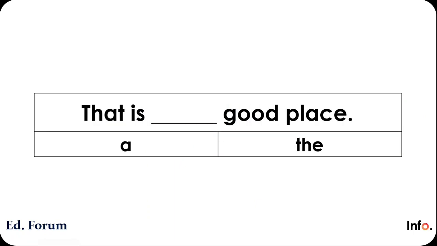Number 1. That is dash good place. That is a good place or the good place. Adjective is coming. Good is the positive degree of adjective. So it means we will be putting a before the positive degree. So the correct answer is: that is a good place.